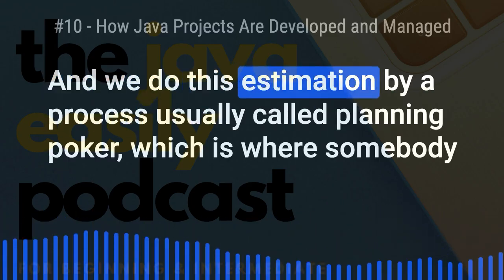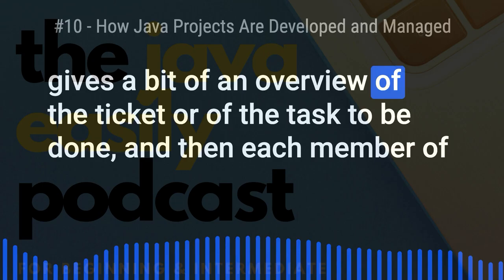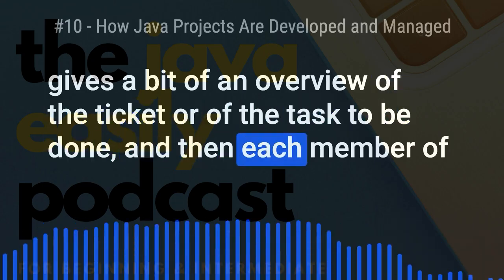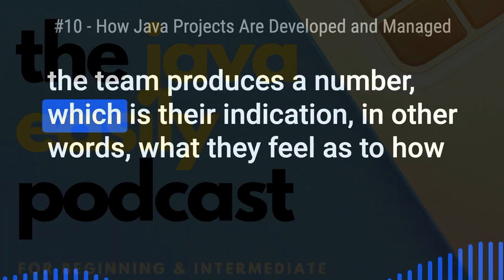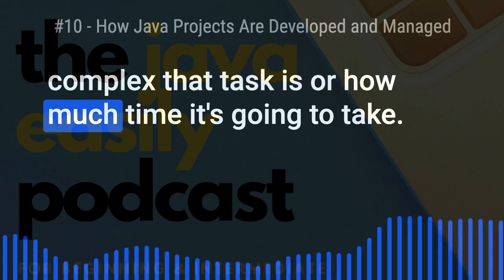And we do this estimation by a process usually called planning poker, which is where somebody gives a bit of an overview of the ticket or of the task to be done, and then each member of the team produces a number, which is their indication, in other words, what they feel, as to how complex that task is or how much time it's going to take.